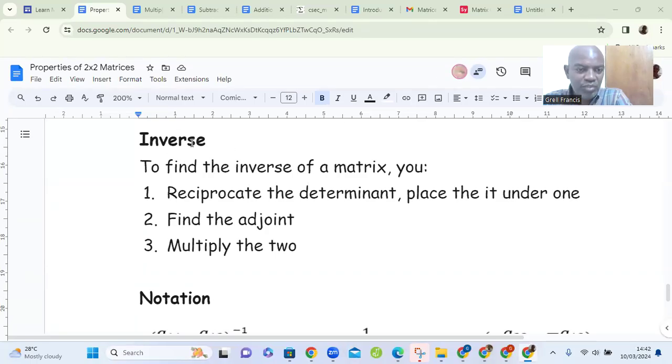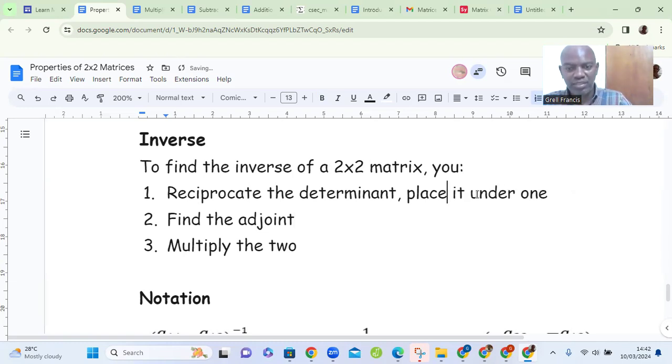This video is with regards to how to find the inverse of a 2 by 2 matrix. So to find the inverse of a 2 by 2 matrix, you reciprocate the determinant. That means you place the determinant on the 1.